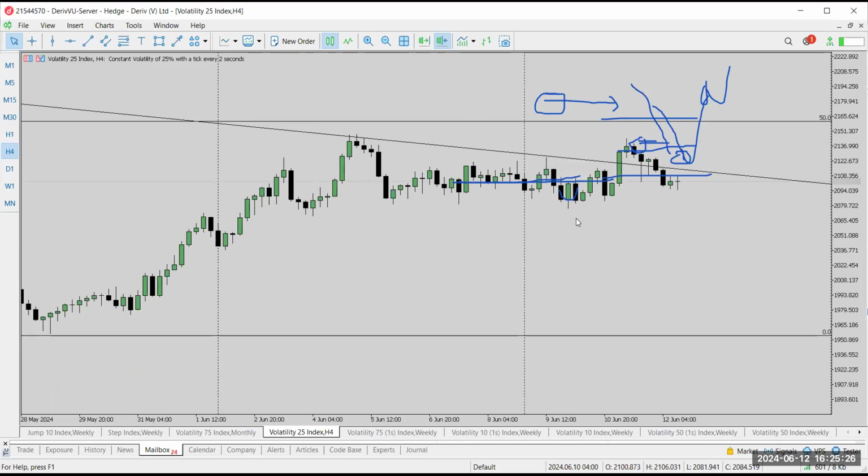So I'm super bearish on Vix25 1S, but first we have to push up above the 50% into the order block before price decides to go down.